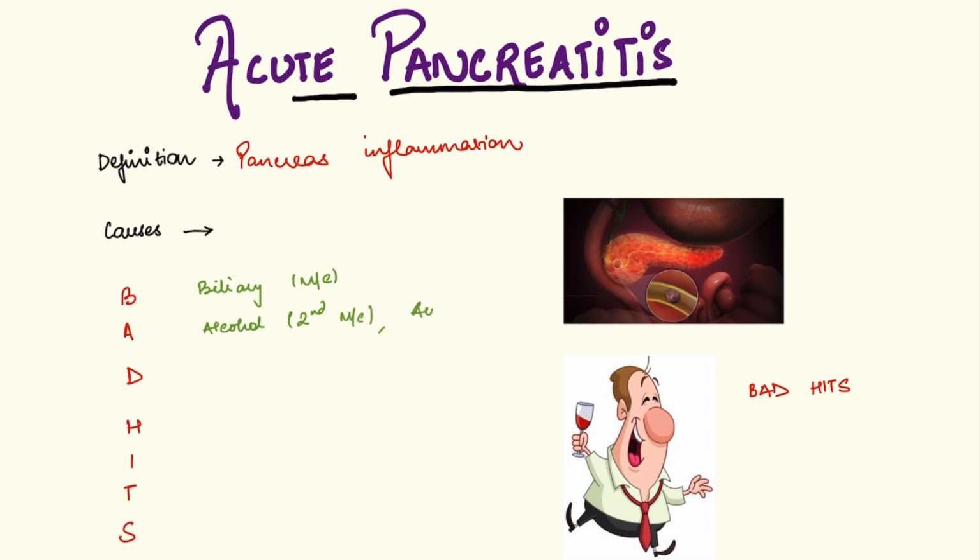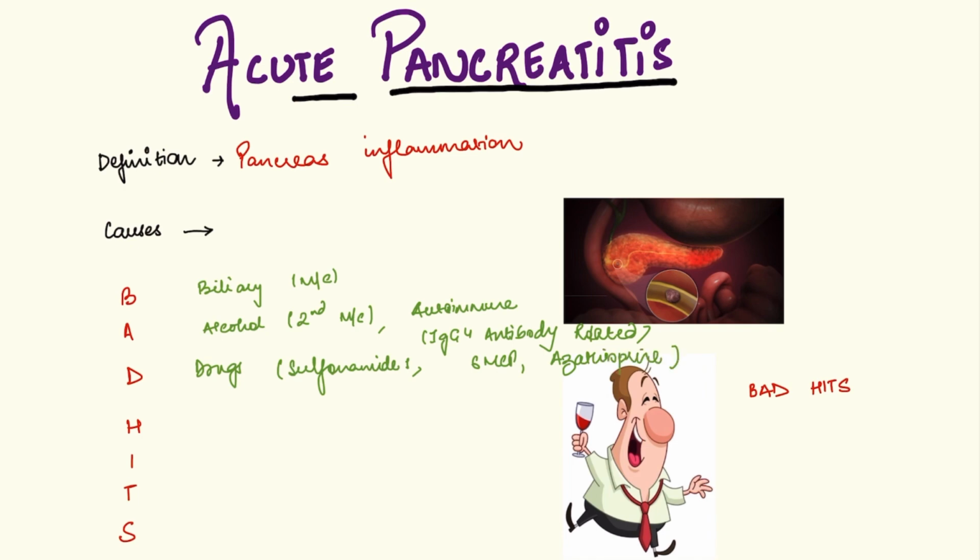There could be diseases like hereditary pancreatitis. It could be IgG4 antibody related. There could be pancreas divisum, there could be periampullary mass, neoplasms, which could lead to pancreatitis. Then Drugs like sulfonamides, 6-mercaptopurine, azathioprine, estrogen, tetracycline. All this can cause acute pancreatitis.